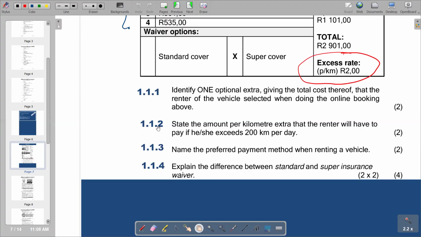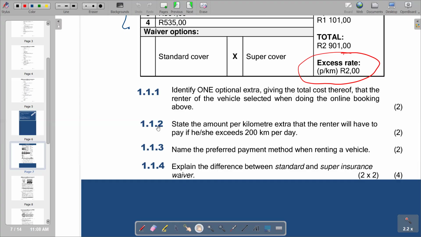Remember the explanation of a premium. A premium is the regular payments made to an insurance company, obviously by the insurance holder, in exchange for coverage against a certain risk. That is the description of an insurance premium. So, remember on the description of the standard insurance waiver, we are saying it also pays a higher excess in the event of an incident.